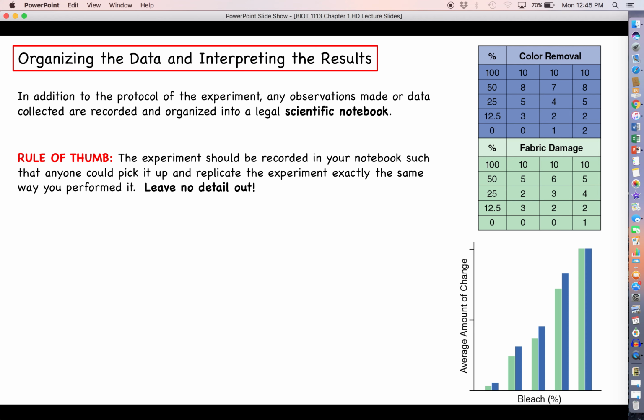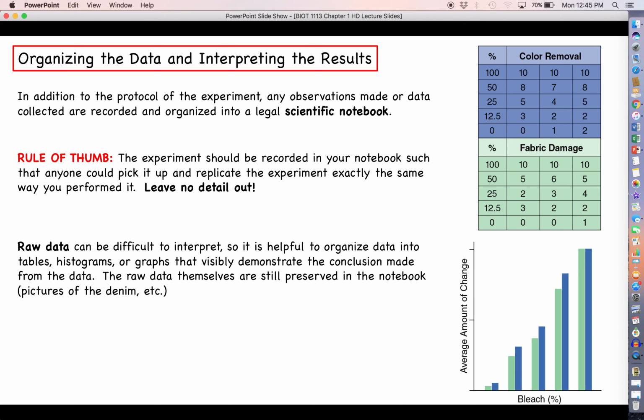The rule of thumb for writing up an experiment in your notebook is that the experiment should be recorded in such a way that anyone, and I mean anyone, could pick up your notebook and replicate the experiment exactly the same way you performed it. So basically, leave no detail out. No detail is too insignificant. You want to make sure that your experiment is reproducible, and in order to make sure it is reproducible, you want to make sure that someone could do the experiment literally exactly the same way you did it. So again, leave no detail out.